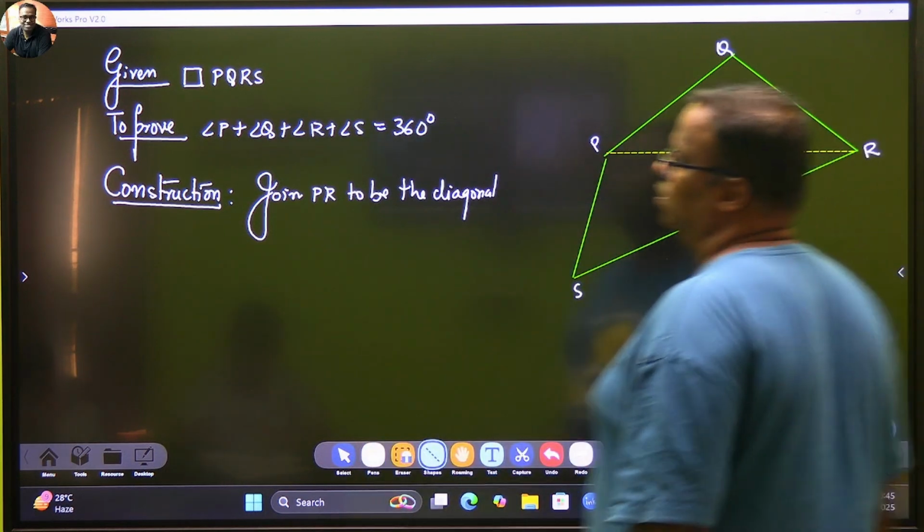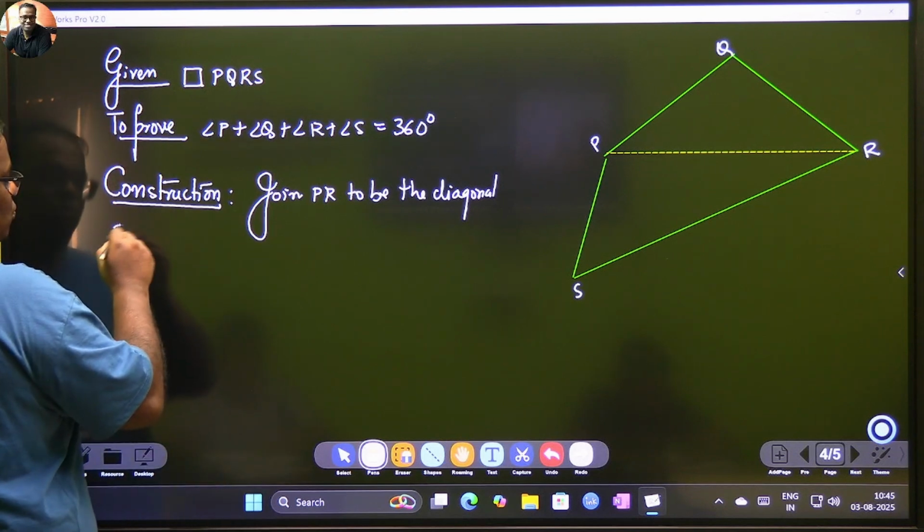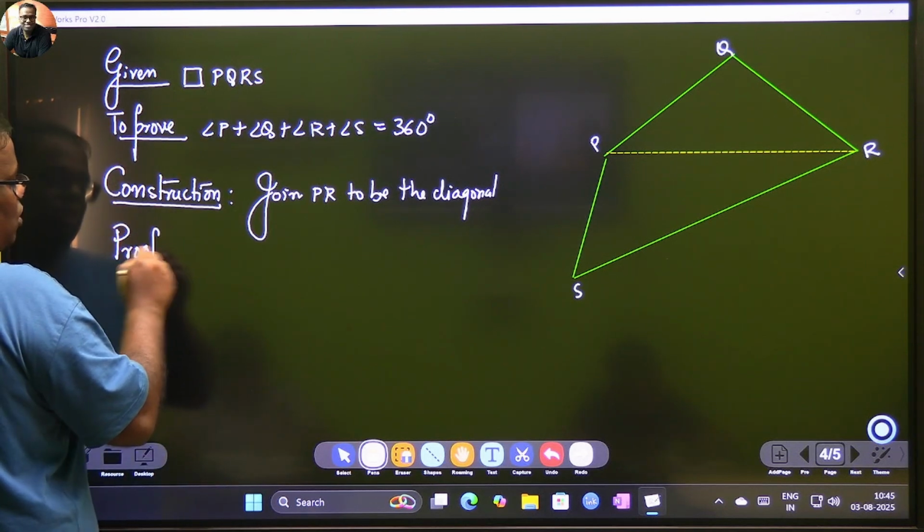This is not a part of the original diagram. Once you have done your construction, then starts your proof. Now you are going to detail your proof. So how did we prove it?